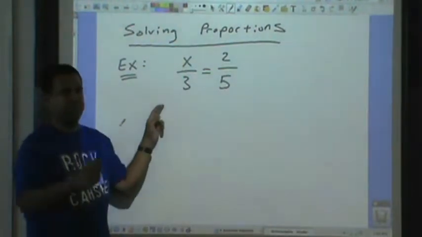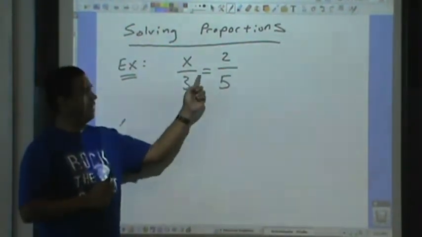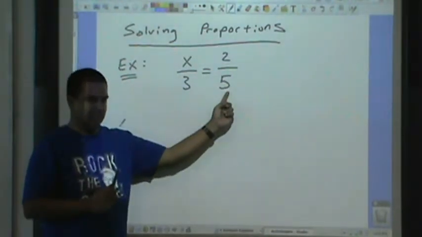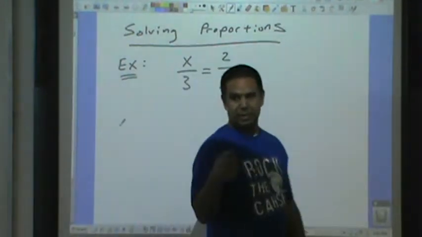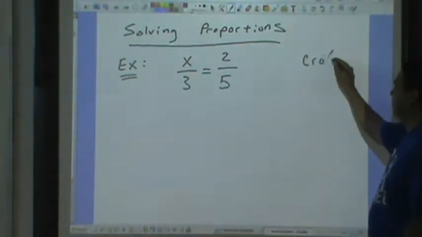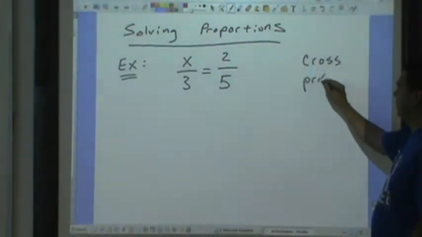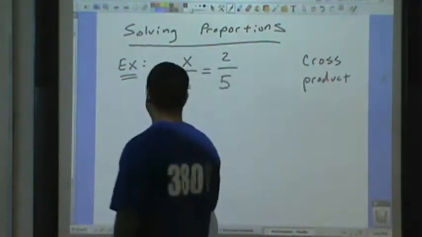So what is a proportion? When we set one fraction equal to another fraction. Very good. And how do we solve these? Anyone remember? We cross multiply. We use the cross product. Very good. You remember from junior high.